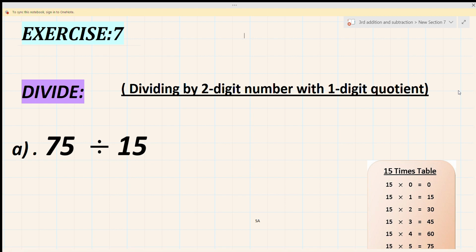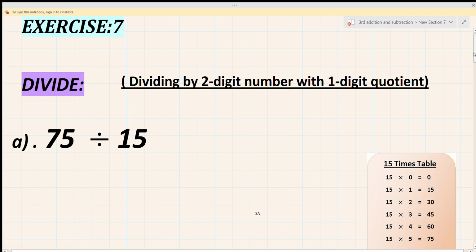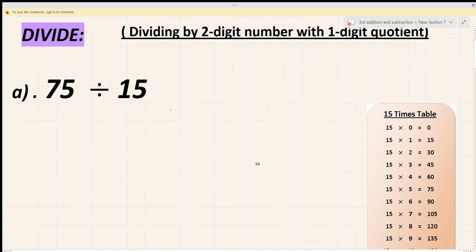So first we need to arrange the numbers: 75 divided by 15. Inside the division bar write down the dividend and outside the division bar write the divisor. Here the divisor is a 2-digit number. Also we have a 2-digit dividend. So we are going to use the 15th table to divide the number.